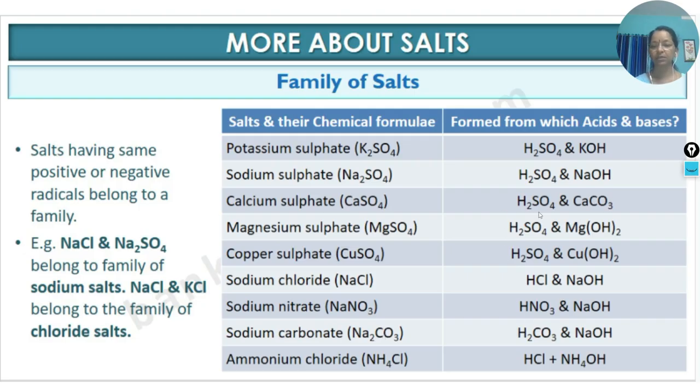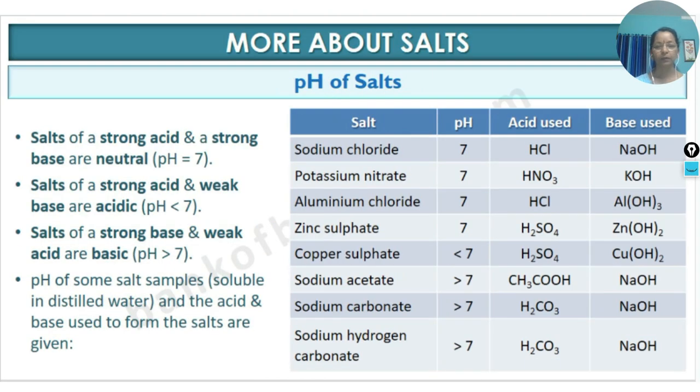So what you have to study is which are strong acids and which are strong bases. That you have to keep in mind. Then only we can answer that. And the pH of salts are given here. See, sodium chloride 7, zinc sulfate 7, copper sulfate is acidic. Sodium acetate is basic. Sodium carbonate is basic. Sodium hydrogen carbonate is also basic, because they come from a strong base.